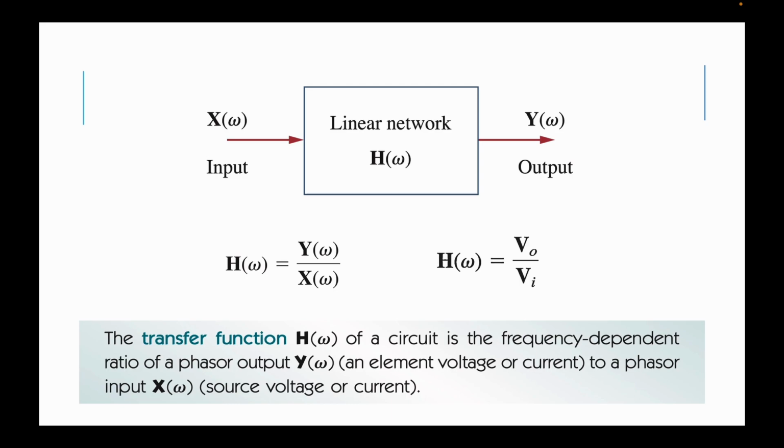The transfer function, denoted by H of omega, is the ratio of the output signal Y of omega to the input signal X of omega. Here omega represents the frequency. The transfer function provides crucial information about how the circuit processes the input signal to produce the output signal. It helps us to analyze the circuit's behavior in terms of amplification, attenuation, phase shifts, and frequency response.